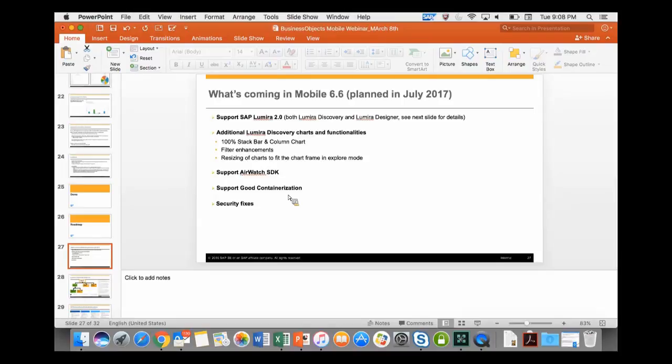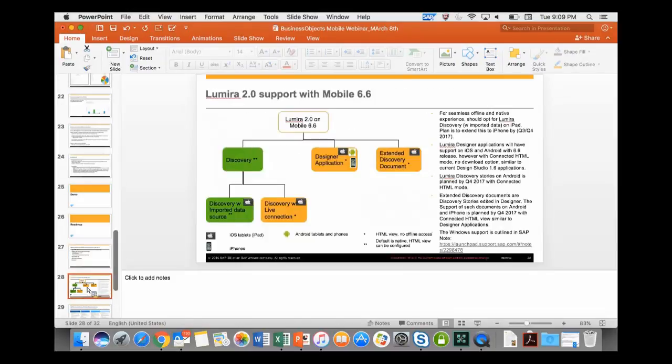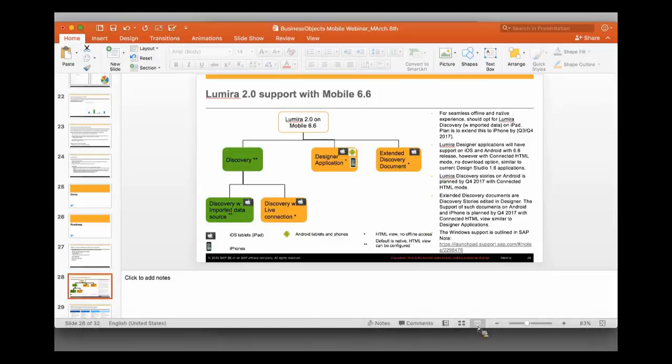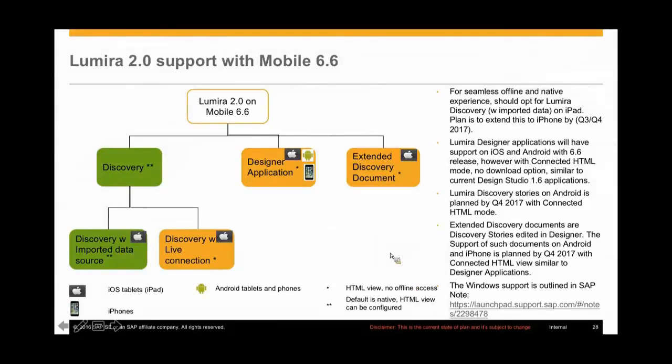Regarding the rollout scope of the CUV, if you're interested in being part of it, it is primarily focused on Lumira 2.0 support and how you would access your Designer and Discovery documents on the mobile device. Happy to enroll you on that. We are working on this right now, and currently it's planned for the second week. That means you need to have Lumira participation as well. This is what I was referring to when I talked about the support with Mobile 6.6.